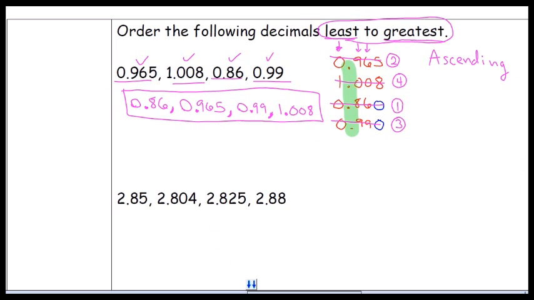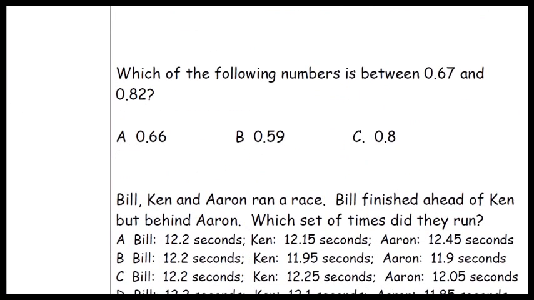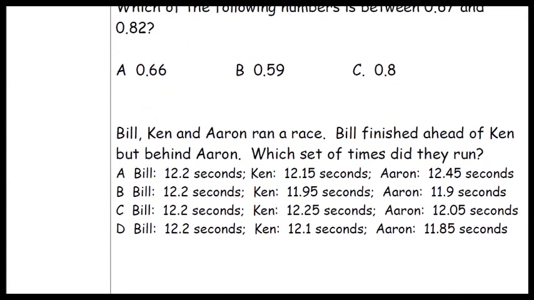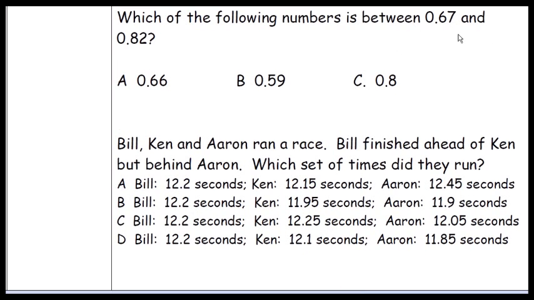Now you can do this one by yourself. Which of the following numbers is between 0.67 and 0.82, or 67 hundredths and 82 hundredths? Well, now we have 3 numbers that we have to choose from. So in this case, we have to put together another alignment, which I already know that 0.67 is going to be smaller than 0.82 because I'm looking at that 6 and I'm looking at that 8. So I'm going to put 6 up there and I'm going to put 8 right up here.